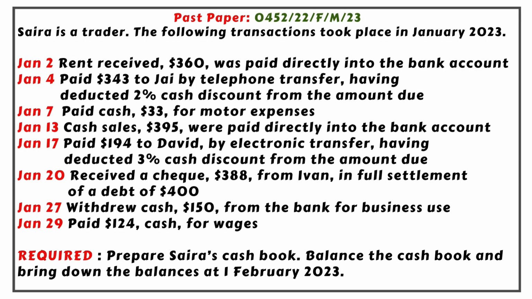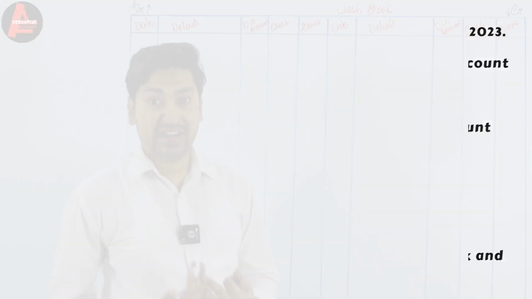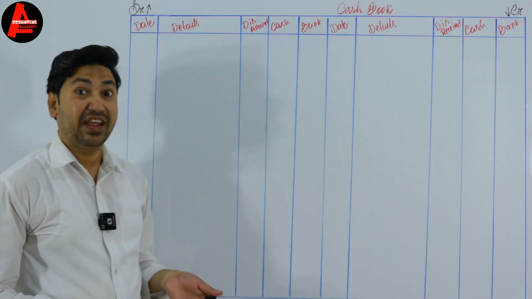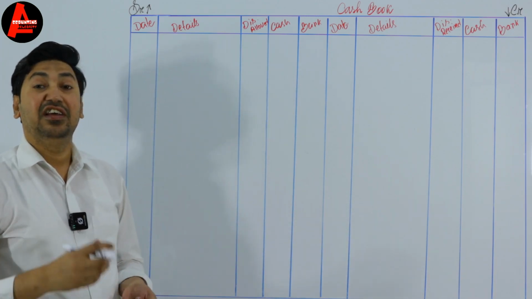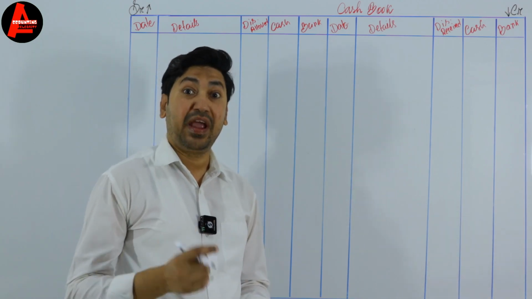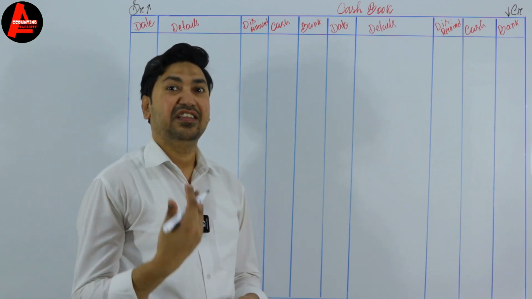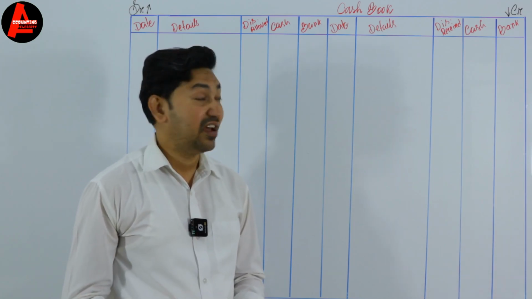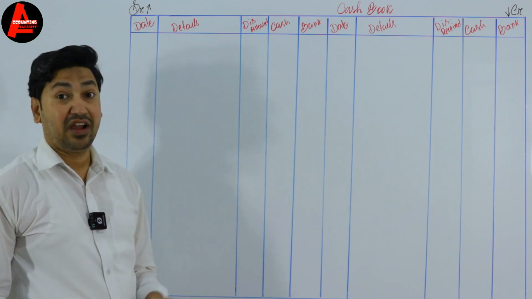So here our first transaction is January 2, rent received $360 was paid directly into the bank account. Rent received, so it is a receipt. That means our balance of bank or cash will be increased. Here rent is received and later this money is directly paid into the bank. That means the bank balance will be increased, so we will record on the debit side.